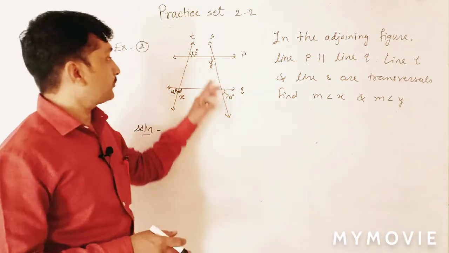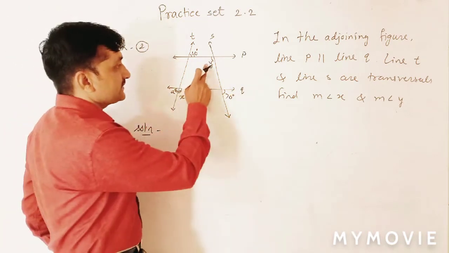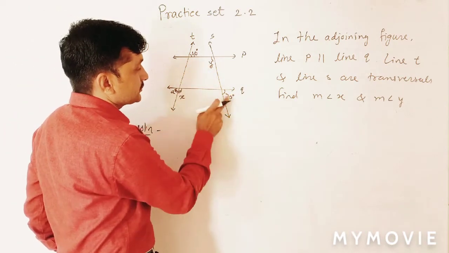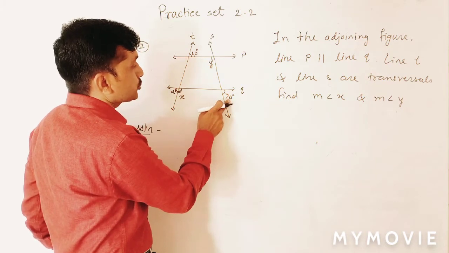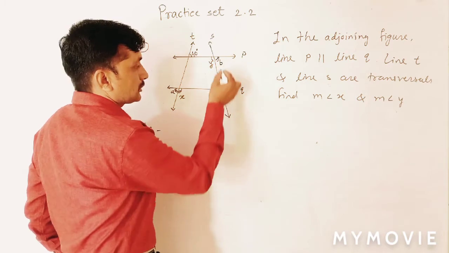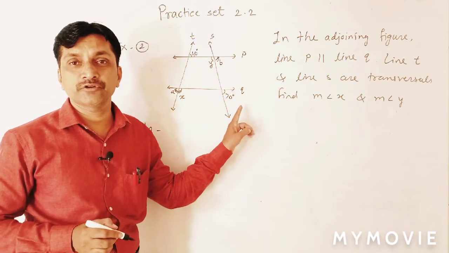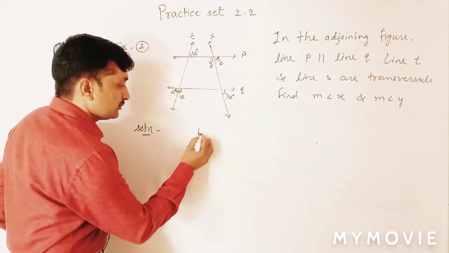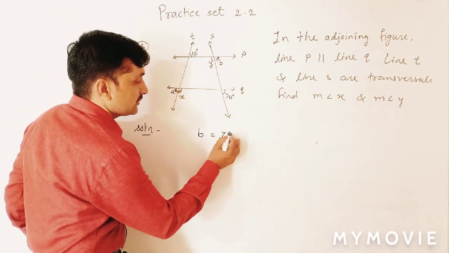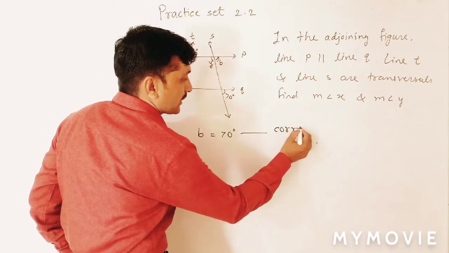To find the value of y, here also we have to consider one related angle. Now y is here, and you can consider here 70. You can consider for this here B. Now B and 70 are congruent. B is equal to 70 because these are corresponding angles. B is equal to 70 degrees, and we write that these are corresponding angles.